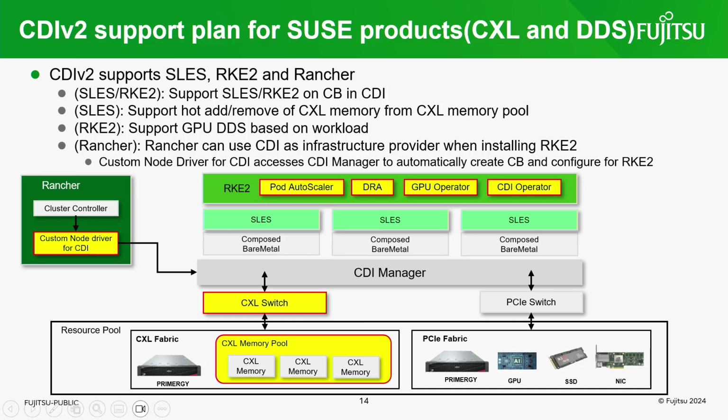And in addition, Rancher will allow users to choose CDI as the infrastructure provider when installing RKE2. And users can install RKE2 clusters on the CDI system from the existing Rancher user interface, and can realize efficient use of resources by CXL memory pooling and the dynamic device scaling feature.